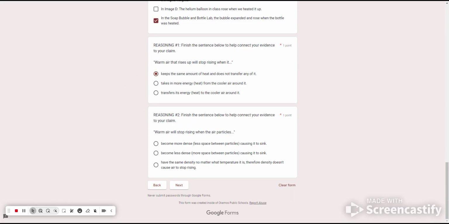Reasoning 2, finish the sentence below to help connect your evidence to your claim. Warm air will stop rising when the air particles A, become more dense, less space between particles and causes it to sink. B, become less dense, the more space between particles causing it to sink. Or C, have the same density no matter what the temperature is. Therefore, density doesn't cause air to stop rising. Select one of those 3 and then move on.